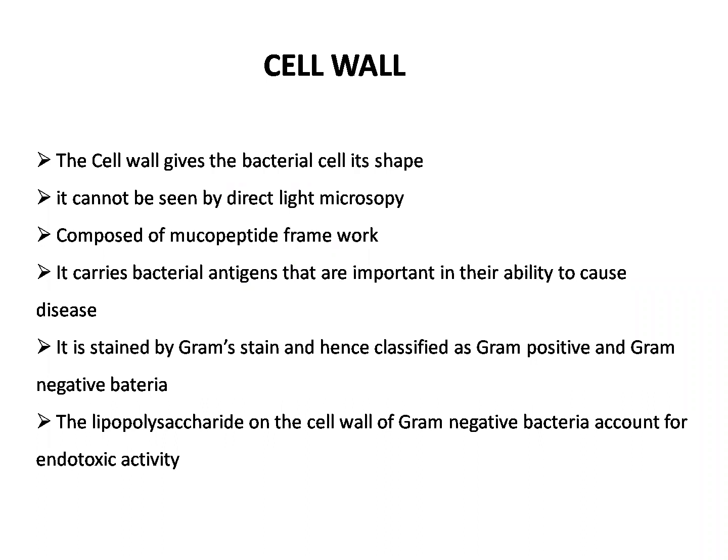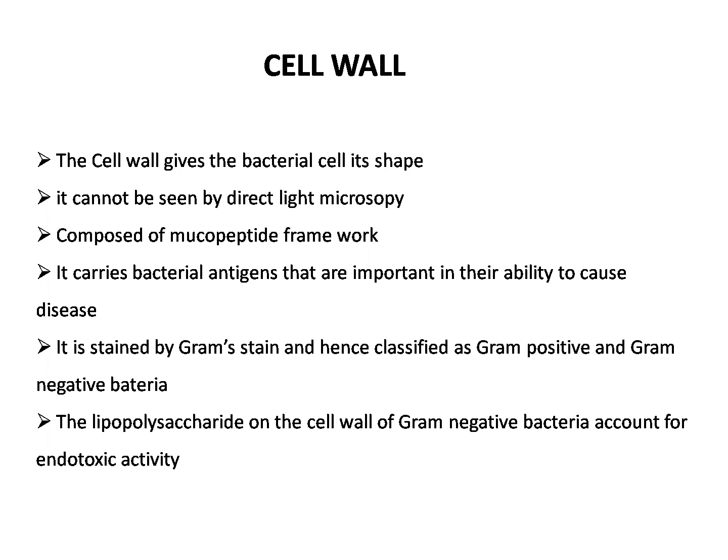The first is the cell wall, which is the most important part of the bacterial cell. It gives the bacterial cell its shape. It cannot be seen by direct light microscopy. It's composed of a mucopeptide framework network. It carries bacterial antigens that are important in their ability to cause disease. It is stained by Gram stain and hence classified on two bases: either gram positive or gram negative. That will be dealt with later on.